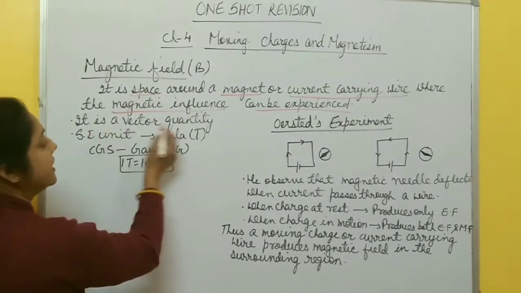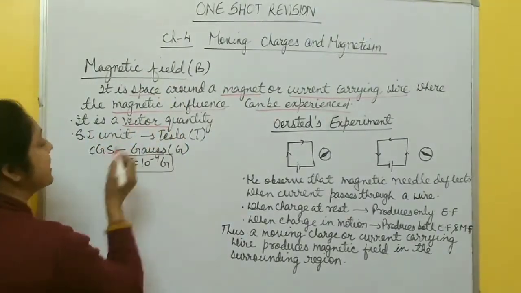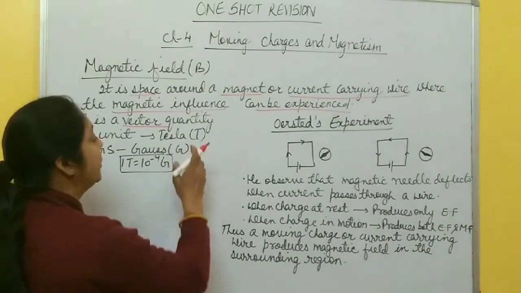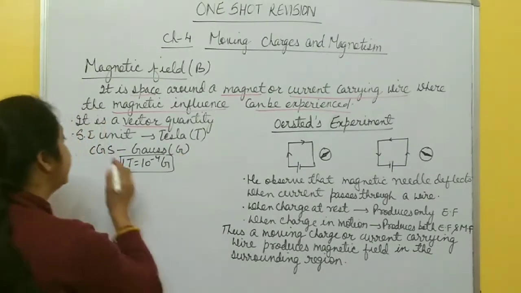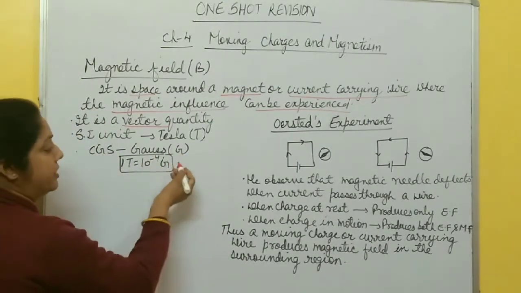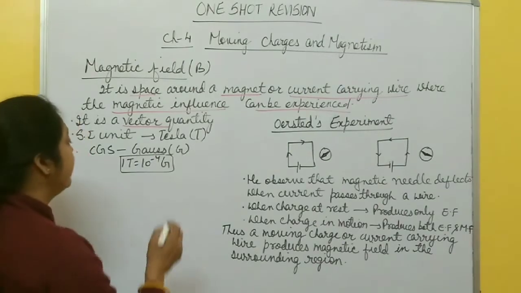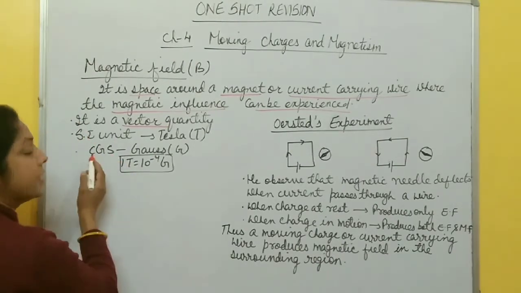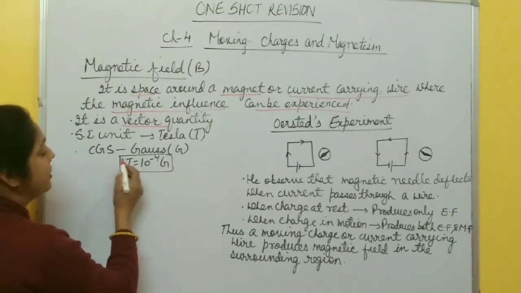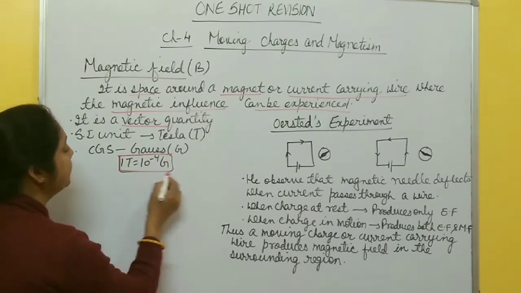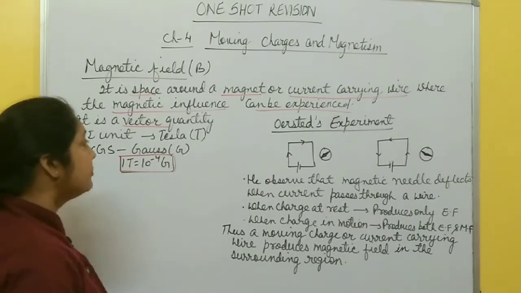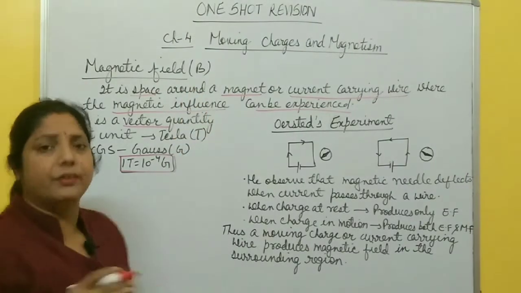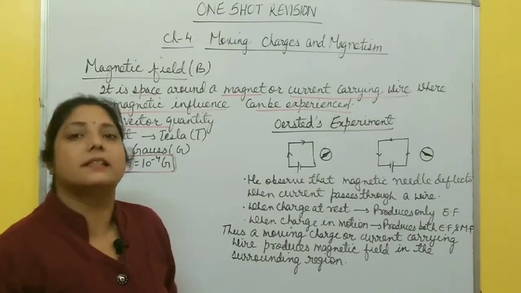This magnetic field is a vector quantity and its SI unit is Tesla. It is denoted by capital T. In CGS system, its unit is Gauss, denoted by capital G. And what is the relation between this SI and CGS system? 1 Tesla is equal to 10 to the power 4 Gauss. Right. So how is this magnetic field produced? Who discovered this?